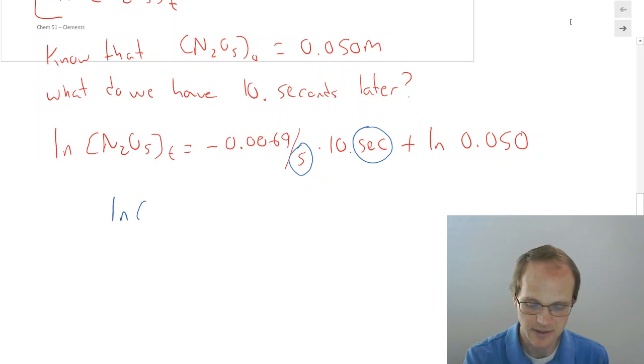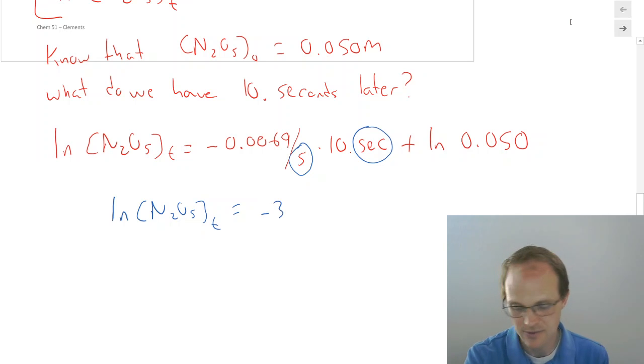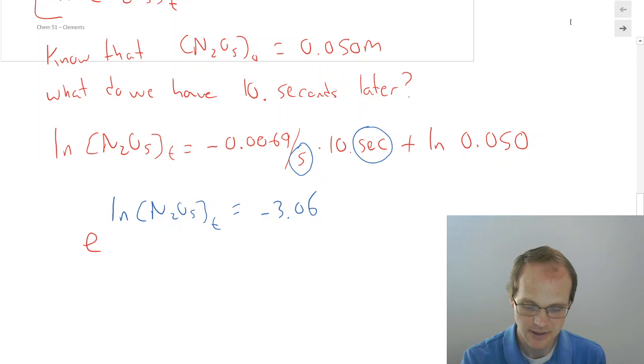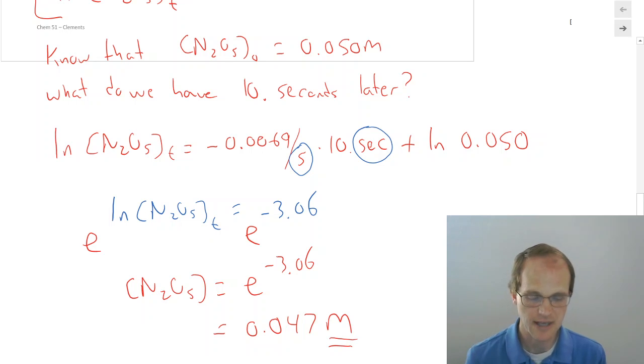So if you do that, you get the natural log of N2O5 at this time, I should say. I can even put a 10 there if I really wanted to, but most people won't do that. Most people will still write the T. And that is going to be negative 3.06. How do I solve that? Well, I just take the exponent of both sides. So I take E, and I get the concentration of N2O5 is E to the minus 3.06. And if you plug that into your calculator, you should get 0.047. Don't forget that molar at the end.